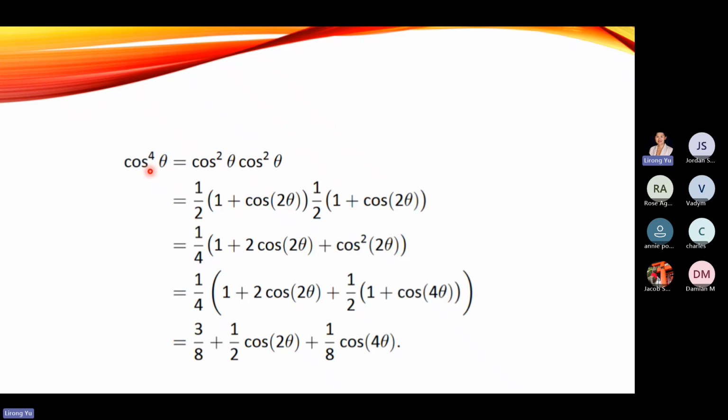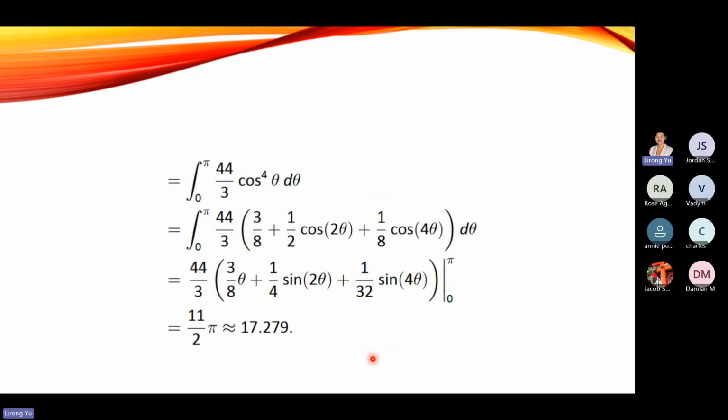The problem is the power is too high. So we applied the power reduction formula twice until we have degree 1 terms. These can be easily integrated. So we decided to go from there. This is cosine to the fourth power of theta, expand it to this, and then we multiply the coefficient or not. We integrate each one.